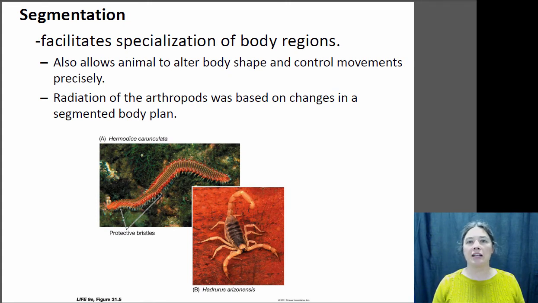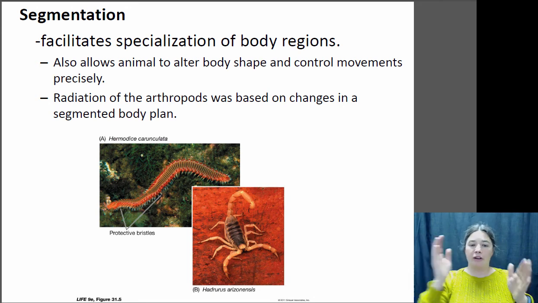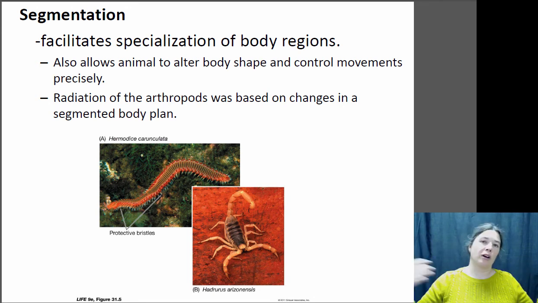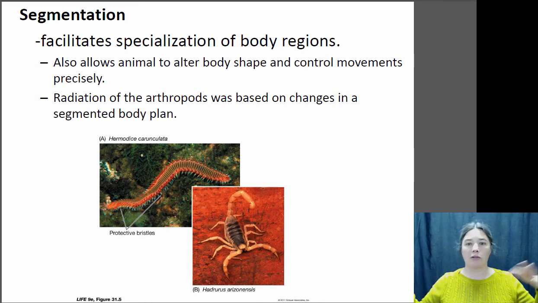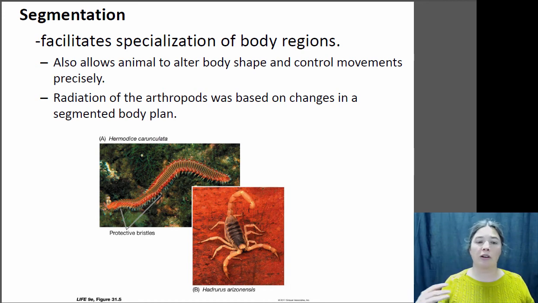All right, and finally, segmentation. So segmentation is a type of organization of the body where you have repeating segments that have similar structure repeating over and over again. So what this allows for is specialization of different body regions for particular functions. So for example, the arthropods have these repeating segments, and some segments are specialized for reproduction, and some segments are specialized for movement, and some segments are specialized for feeding. So they have this ability to have different functions for those different regions.